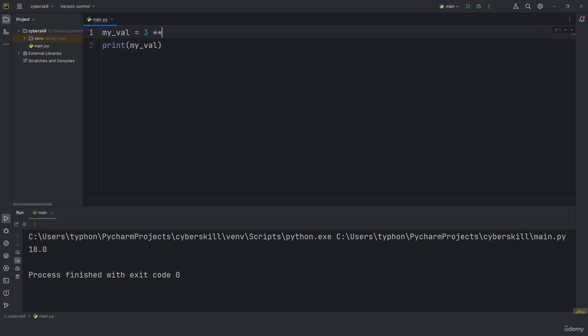So 3 exponent 2.0, and we see here 9.0. Python defaults to a float in any operation that uses a float, even if the output is a whole number.